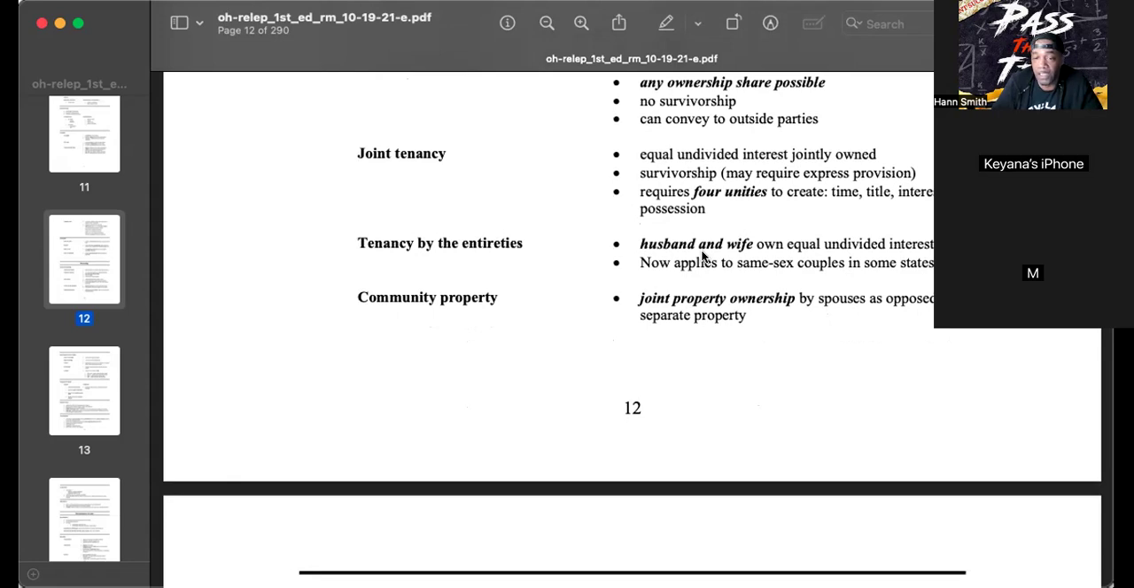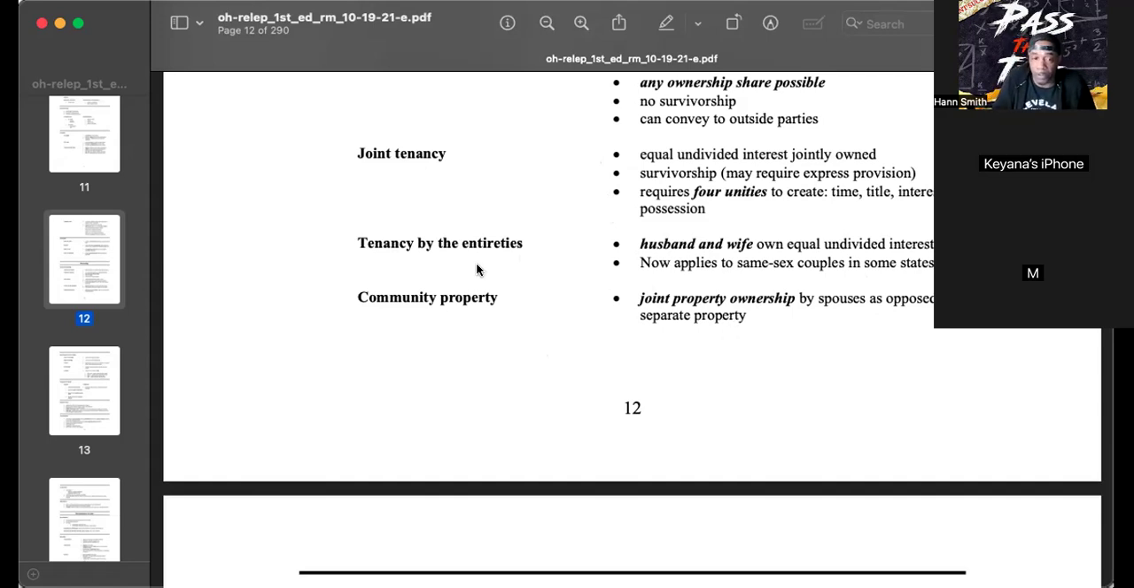But this is something that a husband and wife will enter into. They will own equal undivided interest. Now it applies to same-sex couples. So it's just like joint tenancy with the right to survivorship, but it's not with the right to survivorship. Because there's no survivorship interest here. And then community property is joint property ownership by spouses as opposed to separate property. All right, so you won't get tested on that.